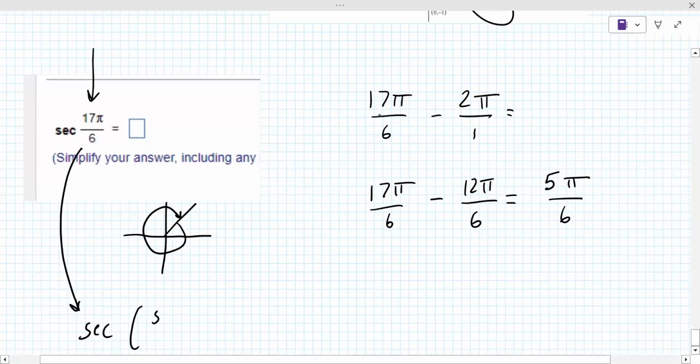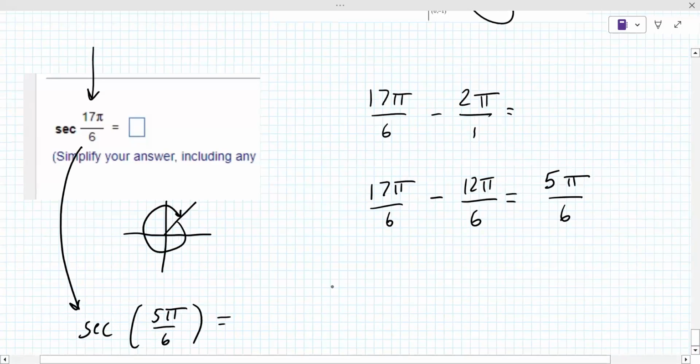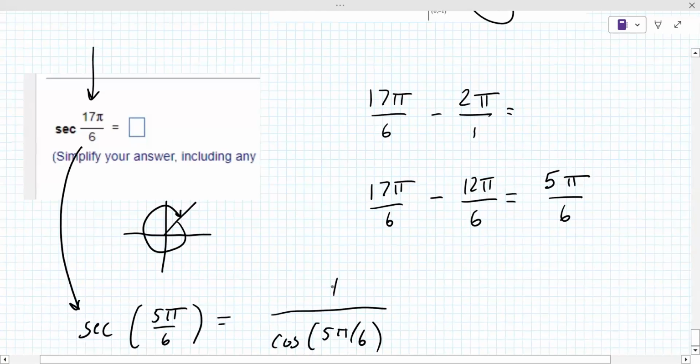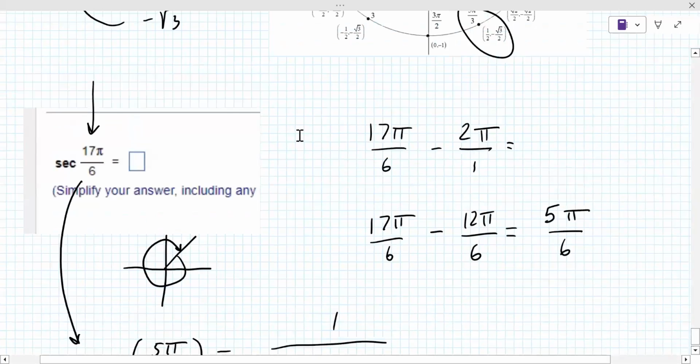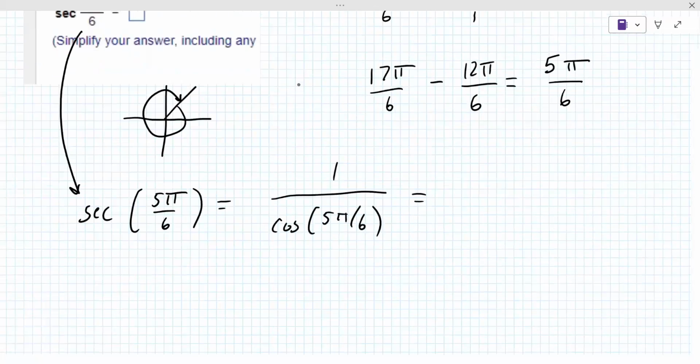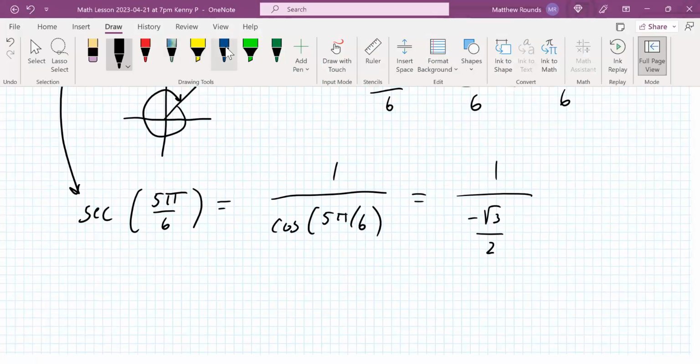And now 5 pi over 6. Let me find it. Is the cosine the negative square root of 3 over 2 and the sine 1/2? Yeah, so you're looking for where the angle is on the unit circle, which is right here, and you want the x value. The x value is the negative square root of 3 over 2. So this is your answer. It won't accept this, but this is your answer. You can manipulate it from here.